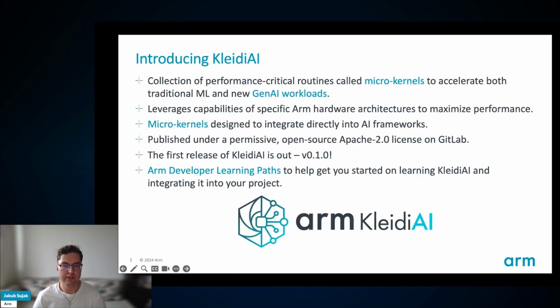Okay, so this is all building into the mission of the KleidiAI project. So what is KleidiAI? KleidiAI is a collection of performance-critical routines that leverage these ARM architecture features to accelerate AI inference on ARM CPUs. We call these routines microkernels, and they're designed to integrate directly into AI frameworks, where we can speed up both traditional ML and the new generative AI workloads. We're kicking off KleidiAI by adding microkernels to compute matrix multiplication, a core computation in neural network inference, which we optimize in ARM assembly code using modern architecture instructions.